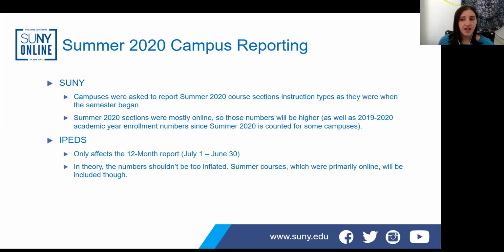Then we move on to the summer. And again, a lot of campuses offered their courses online for the summer, but it wasn't a transition so much as that was how the course was offered. So you will see that most courses in the summer were offered online. And so those numbers will be higher than previous summers. And you'll see an impact in the 2019-2020 academic year enrollment numbers because summer 2020 is counted as the academic year summer for some of our campuses. So I'll show those numbers later and you will see a little bit of a bump because of summer 2020.